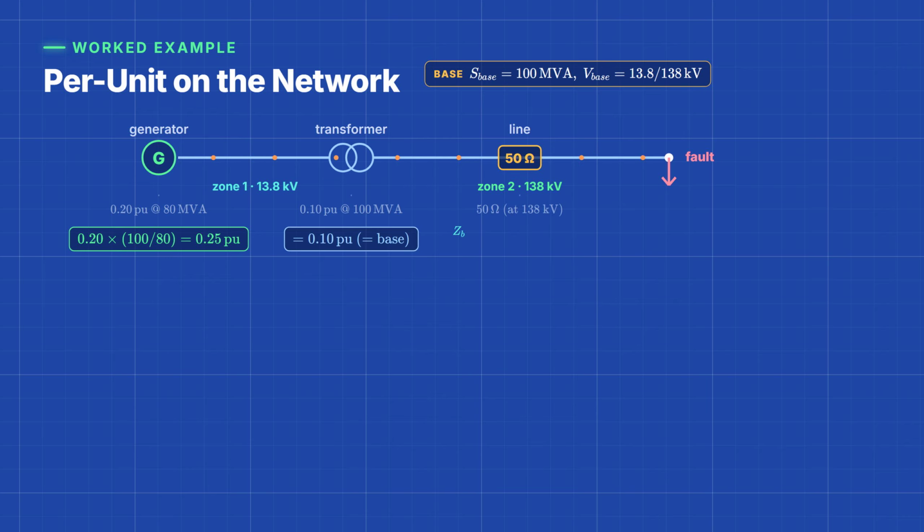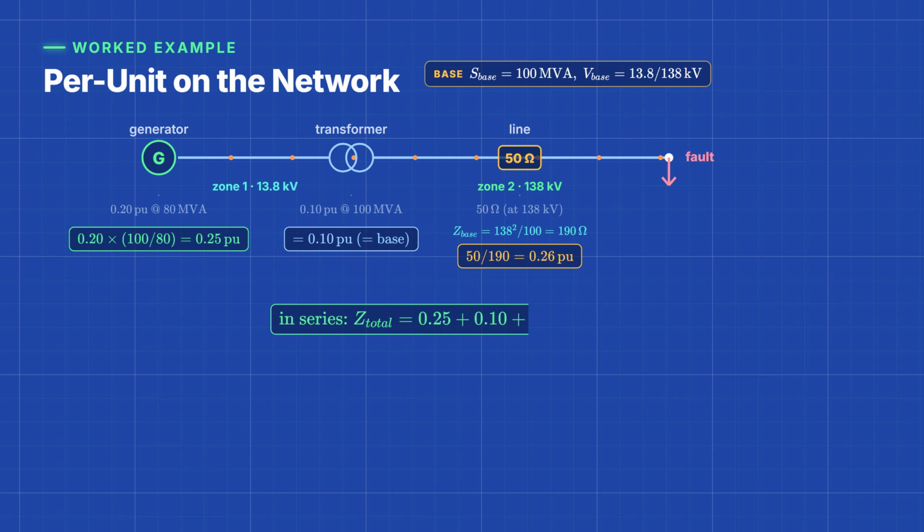The line is in ohms, so first we need its zone's base impedance. 138 squared over 100, which is 190 ohms. Then 50 over 190 is 0.26. Now bring them together. In series, they simply add: 0.25 plus 0.1 plus 0.26. 0.61 per unit. Now, the fault current.